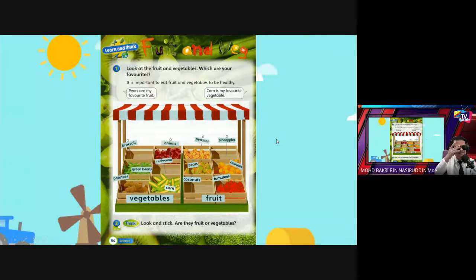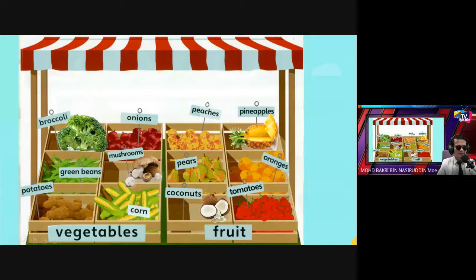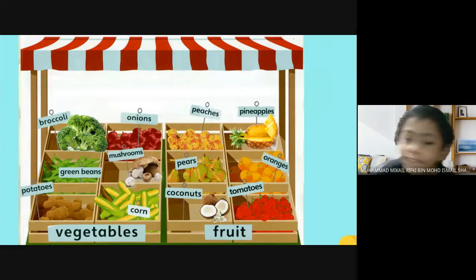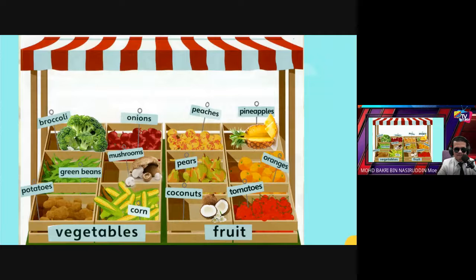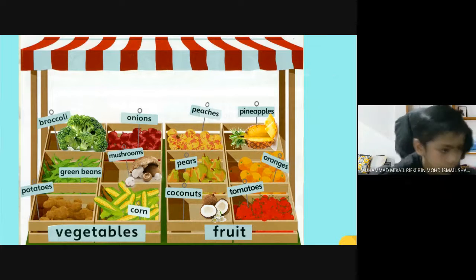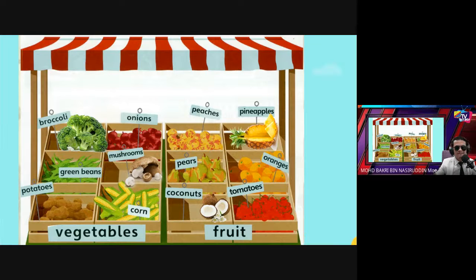Cikgu nak tanya. Okay, Mikhail Rifki. Which of these vegetables is your favorite? I love a corn. Oh, corn. Oh, very good. Very nice vegetable over there. Okay, kalau suka corn, boleh sebut macam ni. Corn is my favorite vegetable. Corn is my favorite vegetable. Okay, vegetable, okay? Very good. Okay, very good to Mikhail Rifki, very good to Alicia Anugrah Fitri.